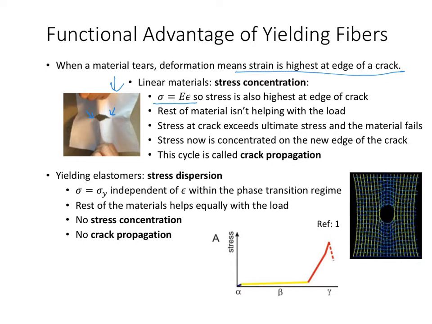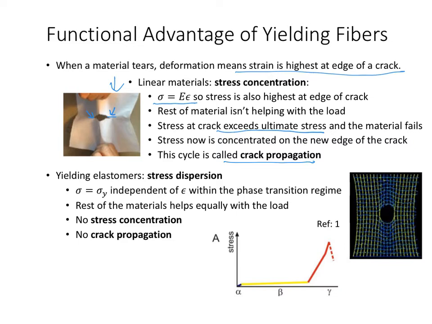And in this situation, the rest of the material really isn't helping much with the load. It has very little strain and thus very little stress. And so all of the force gets concentrated there until the stress at that crack exceeds the ultimate stress and the material fails. When that happens, the crack grows, and now the new edge of the crack has all the stress concentrated on it. And so this cycle is called crack propagation and leads to complete failure of the object.